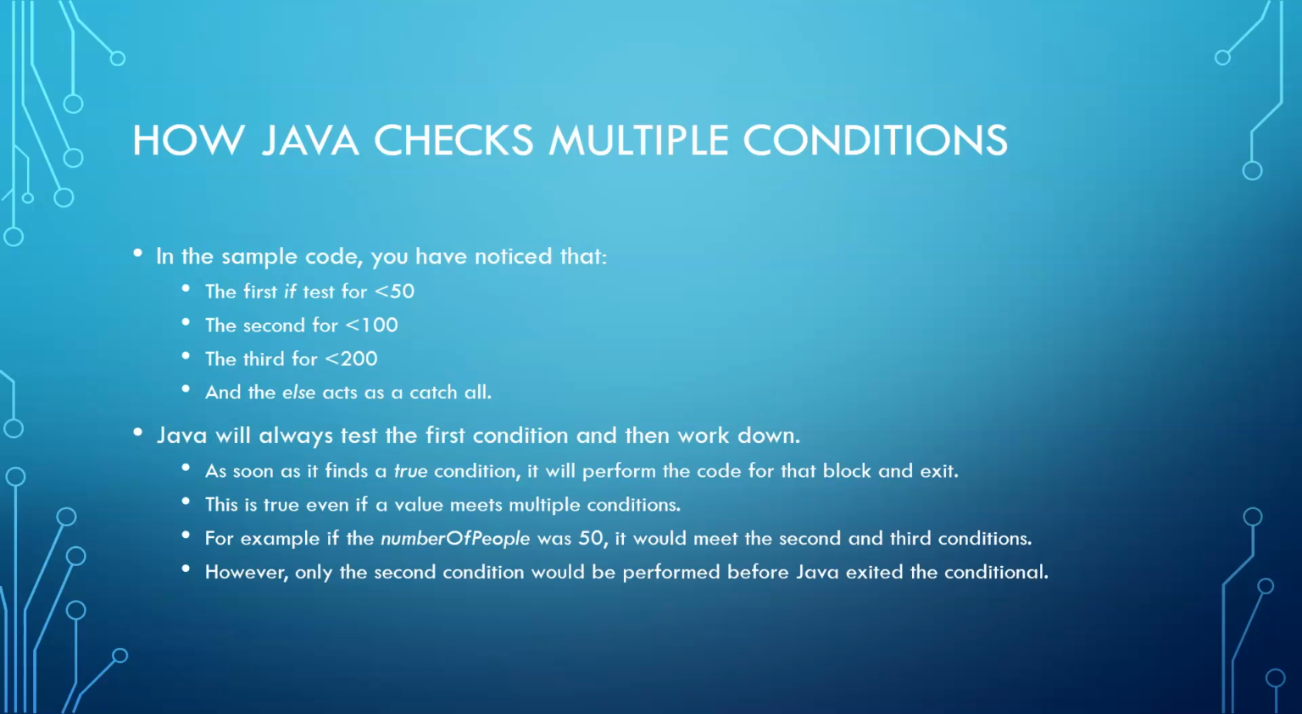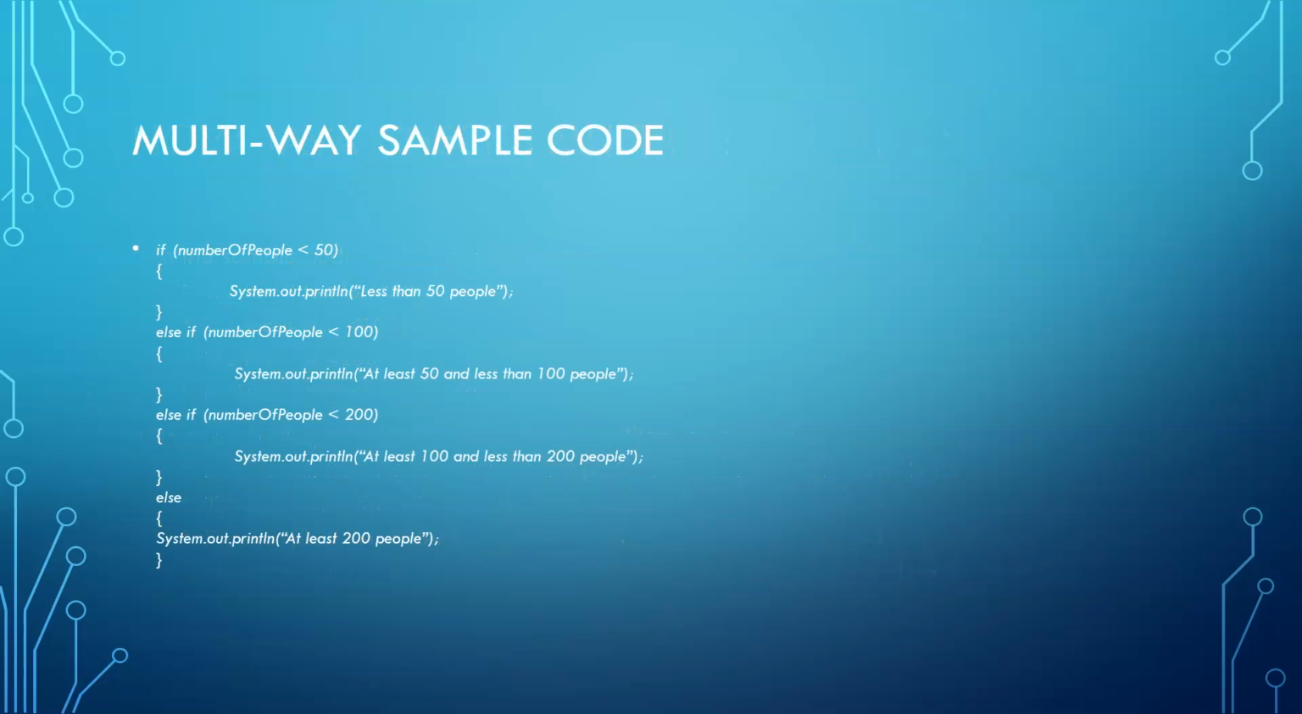So let's say my number was 150. It's not going to output each of those things that are true. If I say this is 150, it's not going to output less than 50, at least this one. No, it's only going to do the one that's true. So even if I had this one right here, at least 200, and the number was 150, it's not going to say at least 100, less than 200, at least 200. It's only going to output this one line. That's the only thing it's going to do. And then once it does that, it's going to exit this if-else block.